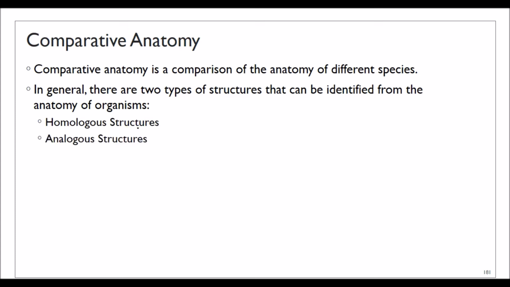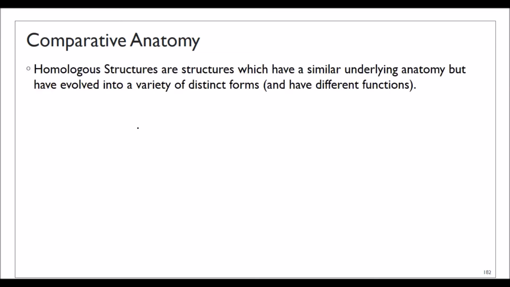So let's just look at the differences between these two. Homologous structures are structures which have similar anatomy but have evolved into different functions. So they evolve into a variety of distinct forms with different functions, but the underlying anatomy is similar. So similar anatomy, different functions.